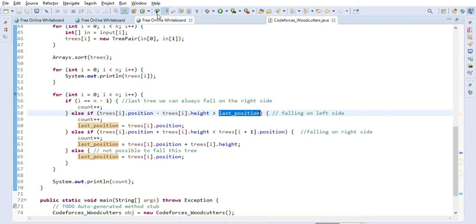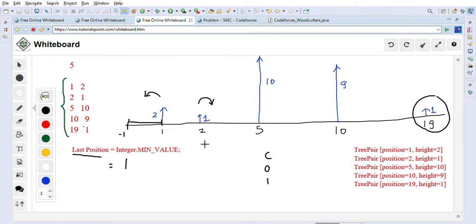Just for the explanation purpose, let's consider, for example, there is a tree at location 3 and its height is 1, right? Then let's say this tree is not there at that time. Let's say just after 1 the tree is at 3. So the last position is 1, as we already know, right? The last position is 1 here after we fall this tree.